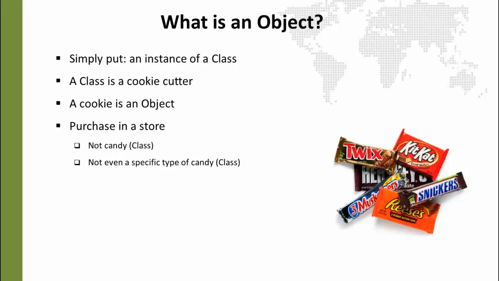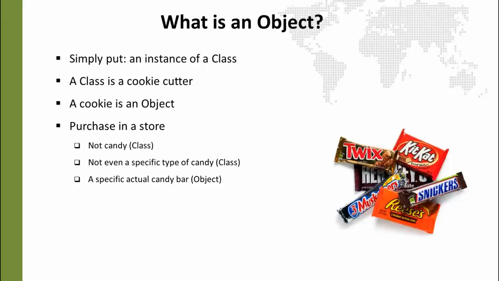That's still a class. Because you might have this idea of, I want a candy bar, or I want a Hershey's bar. You can't buy this concept. You can't just buy candy, or you can't just buy a Hershey's bar. You have to buy a specific actual candy bar. So if you are really going to the store to buy candy, you would pick up a candy bar, you would put that on the counter, and you would buy that. And that is an object.